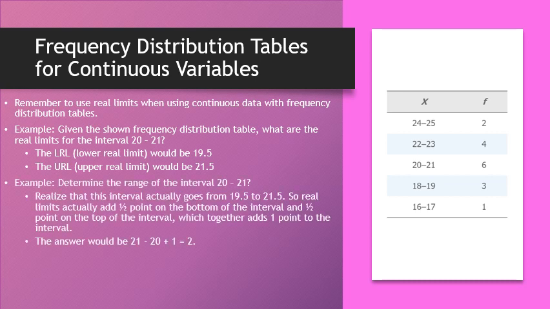Okay, let's talk about the range of the interval from 20 to 21. Realize that this interval actually goes from 19.5 to 21.5. So real limits actually add a half a point on the bottom and a half a point on the top of the interval, which together adds 1 point to the interval. So the way you could find the range of this interval, or how many numbers are in this interval, is you could just say the highest number, 21, minus the lowest number, 20, plus 1. That would give us 2. There is a width of 2 for this interval. That's how we'd find the range of this interval.